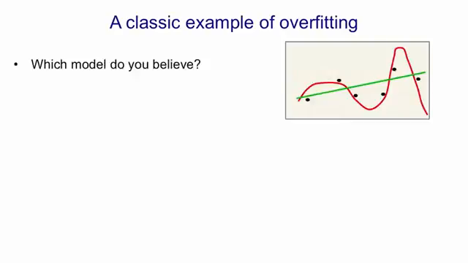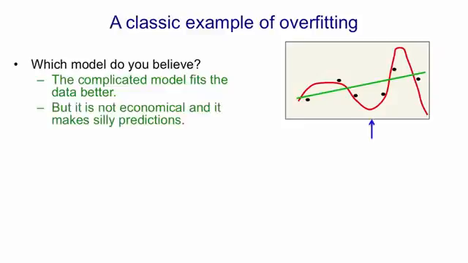So here's a classic example of overfitting. We've got 6 data points, and we fitted a 5th order polynomial, and so it should go exactly through the data, which it more or less does. We also fitted a straight line, which only has 2 degrees of freedom. And so which model do you believe? The model that has 6 coefficients and fits the data almost perfectly, or the model that only has 2 coefficients and doesn't fit the data all that well? It's obvious that the complicated model fits better, but you don't believe it. It's not economical, and it also makes silly predictions.